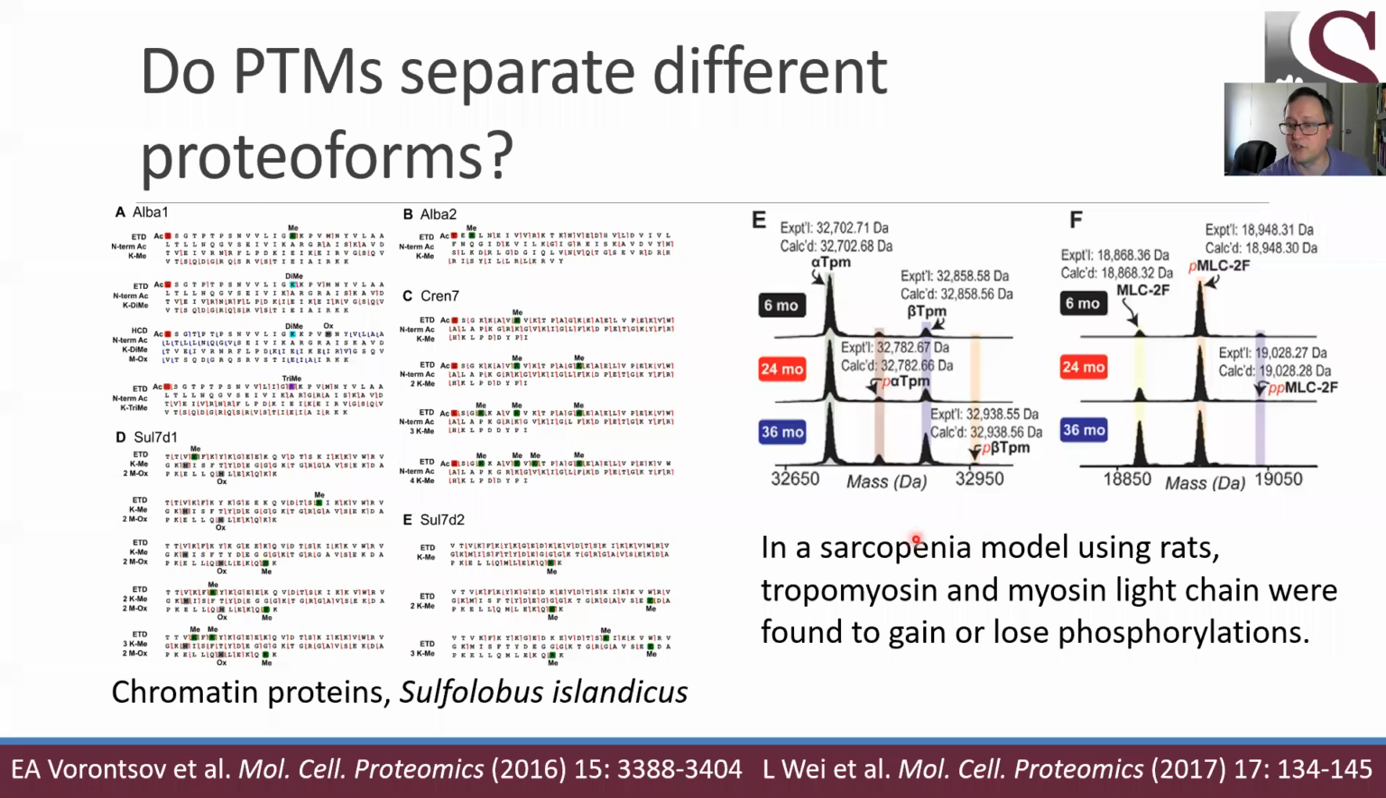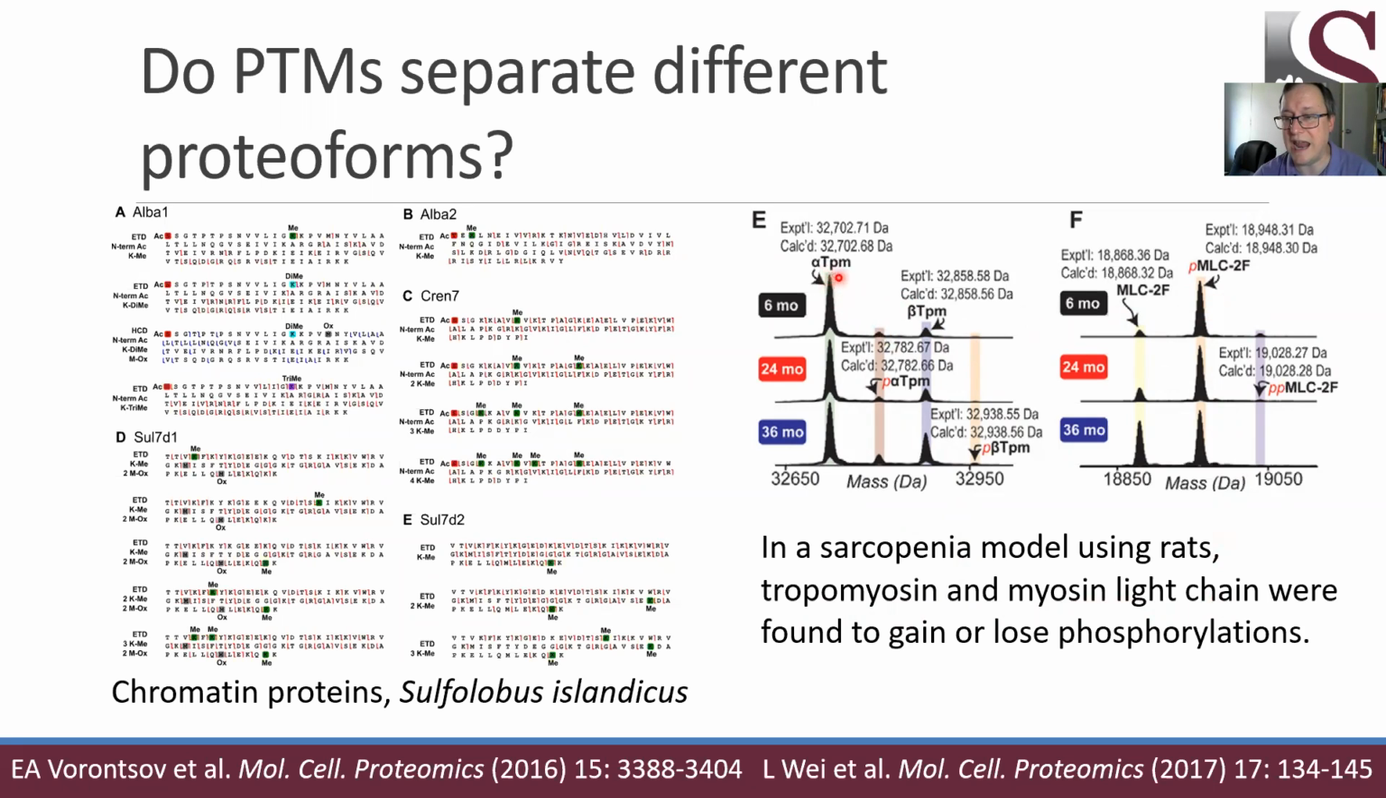In this study of sarcopenia, does anyone know what that is? Sarcopenia is kind of a reduction in muscle mass that occurs sometimes in connection with aging. Here we see that the proteins tropomyosin and myosin light chain are being interrogated. So this is the tropomyosin side. This is the myosin light chain side.